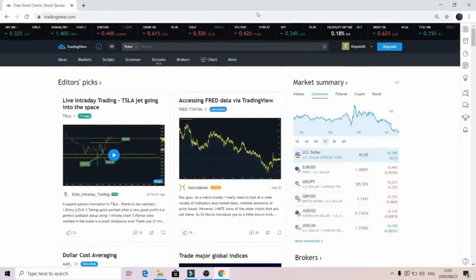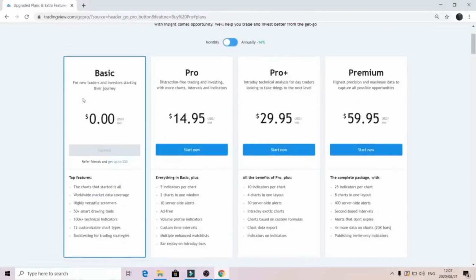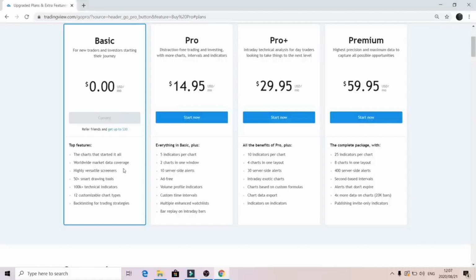So once you have registered, it's important for you guys to want to upgrade, right? So as you want to upgrade, you're just going to come here. Upgrading is you literally purchasing a plan. So when you're purchasing a plan, you're going to see we have the basic plan, which they don't charge for, but it literally has minimum tools to use. For instance, you can't use indicators. You can't open more than 2 charts on the window. You can't access 10 server alerts. The ads are there. The volume profile indicators are not there. Custom time intervals are not there. Like, just a lot, guys.